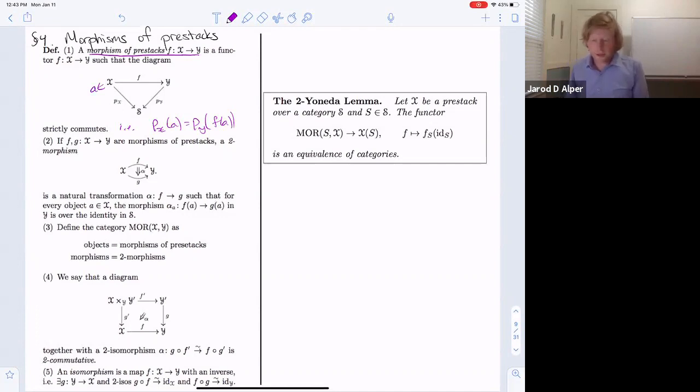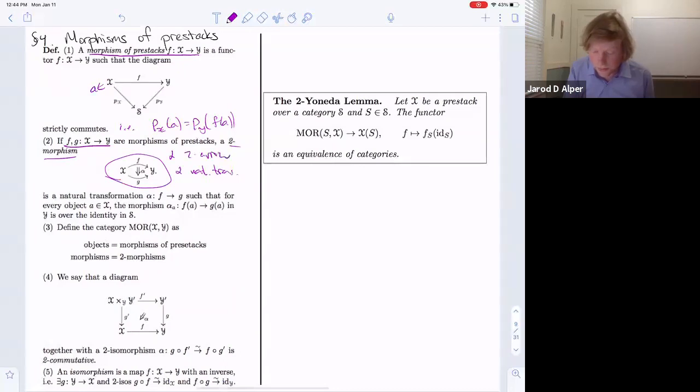And since we're now working with prestacks rather than pre-sheaves, if I have two morphisms, I can talk about what a two-morphism is, right? Because a morphism is a functor, and so you could say then this is a natural transformation, so a map of functors. And this is sort of a diagrammatic way of representing that data. Alpha is called a two arrow, a two morphism.